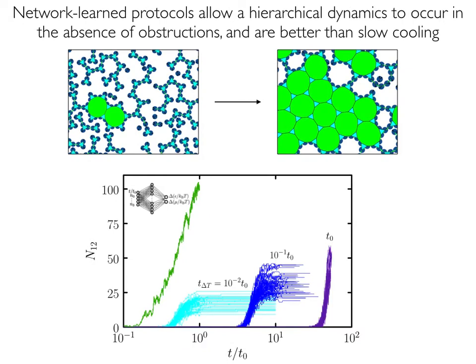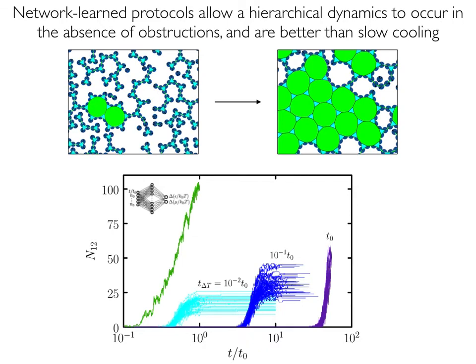These protocols are very effective compared to the human-designed protocols we already knew about. In this example, we're trying to promote the self-assembly of a network made up of pores with 12 sides. In the lower plot, the order parameter is the number of 12-sided pores formed in the simulation box as a function of time on the horizontal. The neural network learned protocol is shown at the left, and it's much more rapid and much better than any of the slow cooling protocols shown on the right-hand side of the plot.